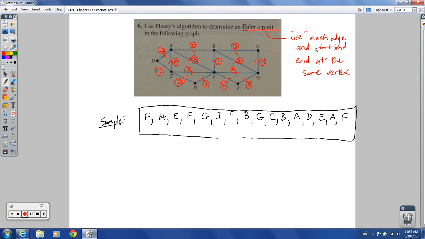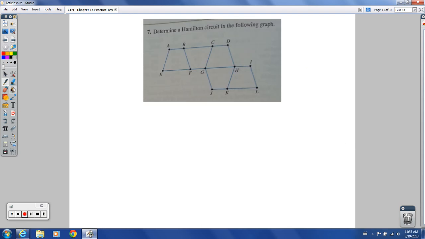Another possibility is in the book, and you probably came up with another possibility if you did that one before looking at the video. Number 7 now, determine a Hamilton circuit. It's different than an Euler circuit. Remember, a Hamilton circuit in the following graph. So here we have to use each, now instead of edge, it's each vertex, only once, and start and end at the same vertex.